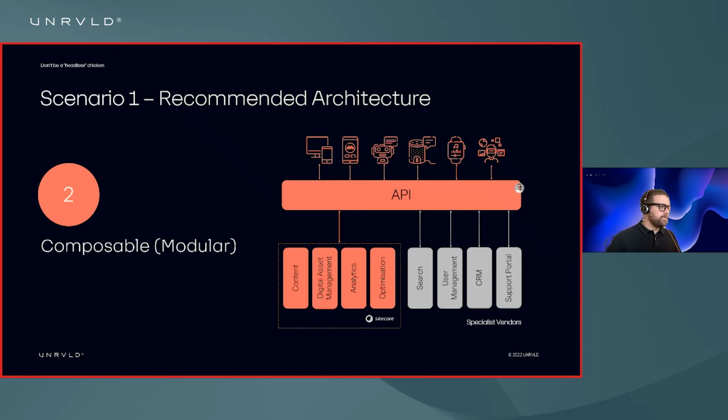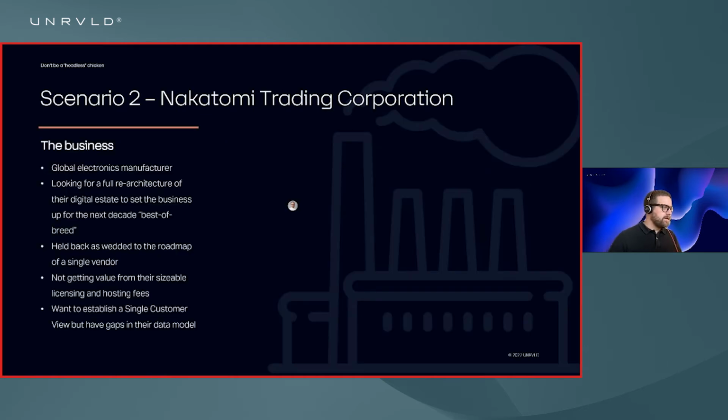So next example is a fictitious company called Nakatomi Trading Corporation. These are a global electronics manufacturer. They're looking for a full re-architecture of their digital estate, and they want all the best tech to do that. They're held back currently because they're on a single vendor offering, so they're kind of wedded to the roadmap of the provider, and that's a bit restricting for them. They're not getting value from the very big license fees that they're paying, and they want to establish a single customer view, but there's gaps in their data model.